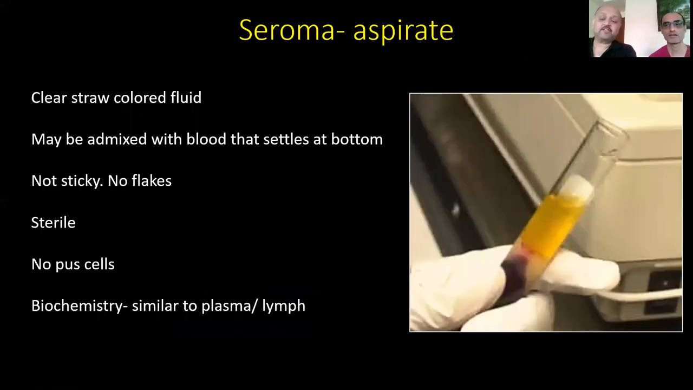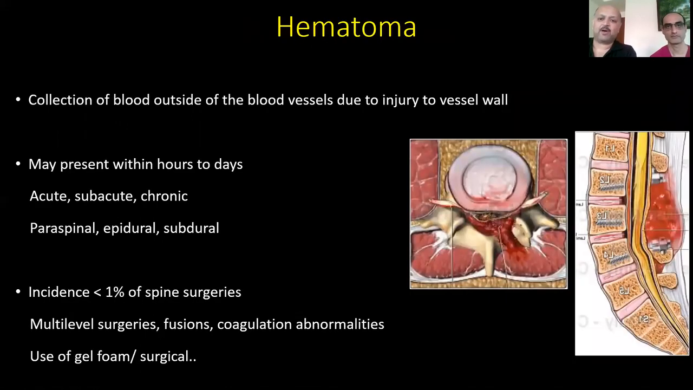If the diagnosis is still in doubt, or if the seroma is very large, causing discomfort to the patient, one may choose to aspirate it. One finds clear straw-colored fluid, which may be mixed with blood. The blood settles at the bottom of the tube. The fluid is not sticky, it has no flakes, it is sterile, there are no pus cells, and in biochemistry it is similar to plasma or lymph.